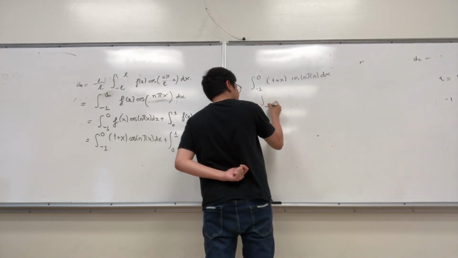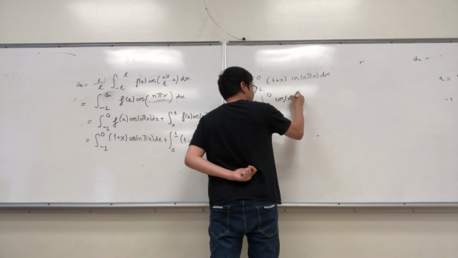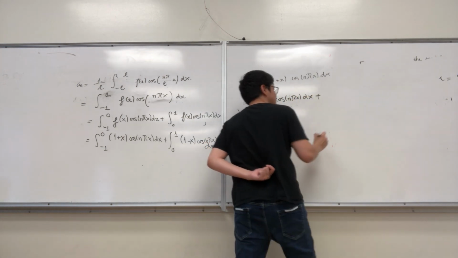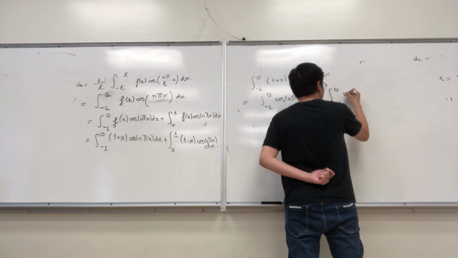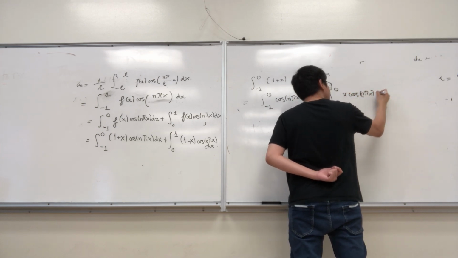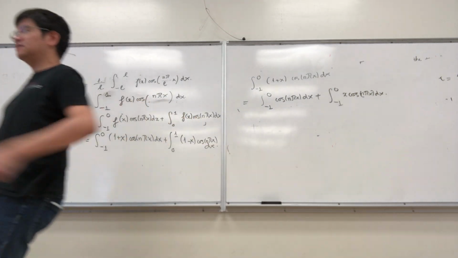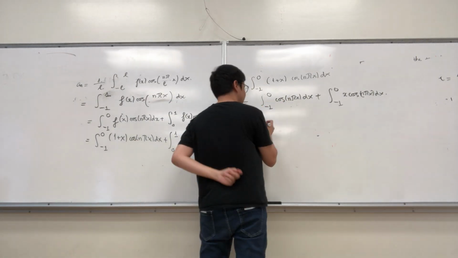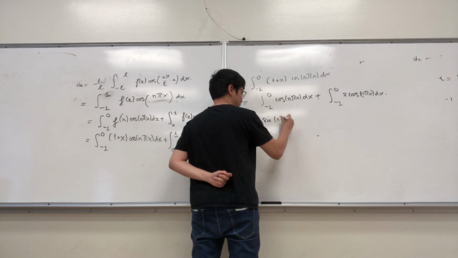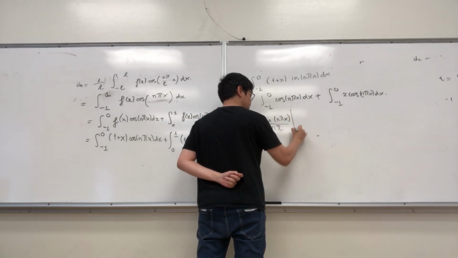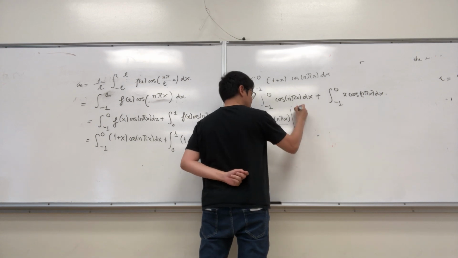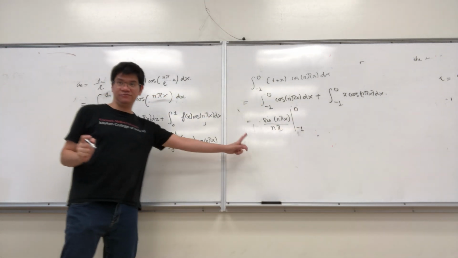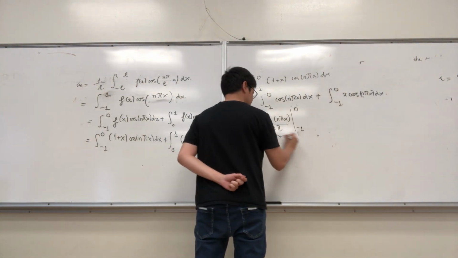So now you're going to have the integral from minus 1 to 0 of cosine of n pi x dx plus the integral from minus 1 to 0 of x cosine of n pi x dx. Right, so how can I compute the first integral? Change it to sine and then divide by n pi. Yes. So here I'm going to have sine of n pi x over n pi, and you take the difference from 0 to minus 1. Right, so this is 0.